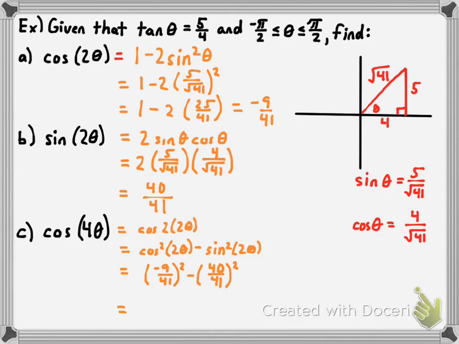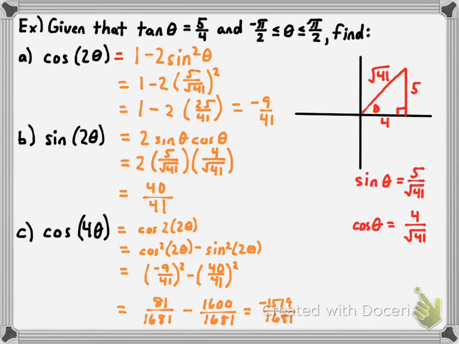Now let's go and do the squaring. Negative 9 squared, of course, is 81. If you square 41, you get 1,681. Minus, and then 40 squared is 1,600. And that'll be over 1,681 as well. And then do the subtraction, you get negative 1,519 over 1,681. All right, looks like a ridiculous number, but it wasn't all that difficult to come up with, was it?